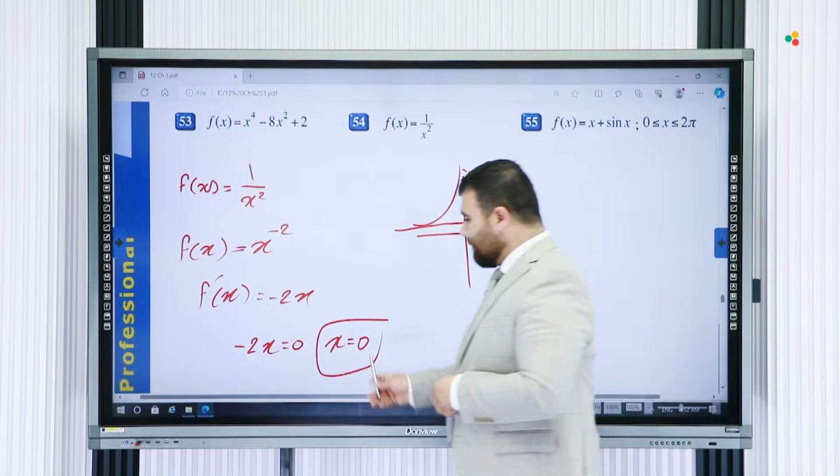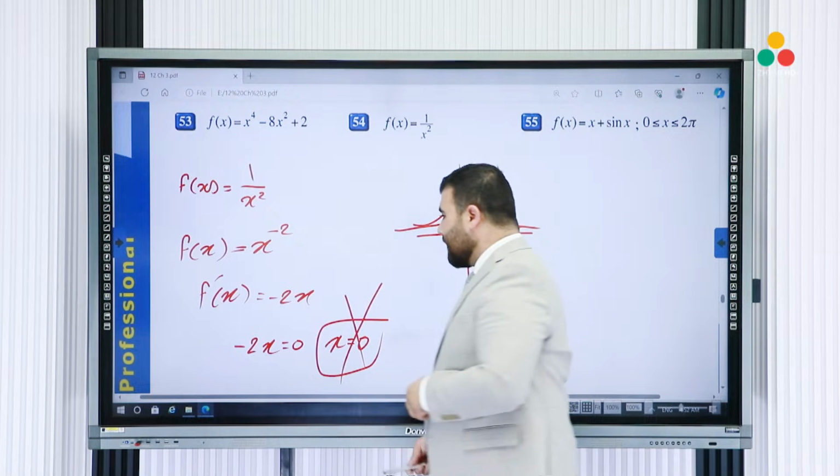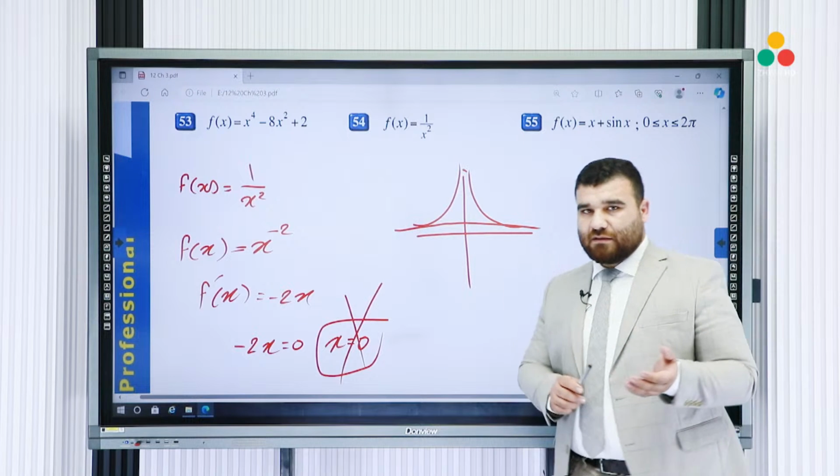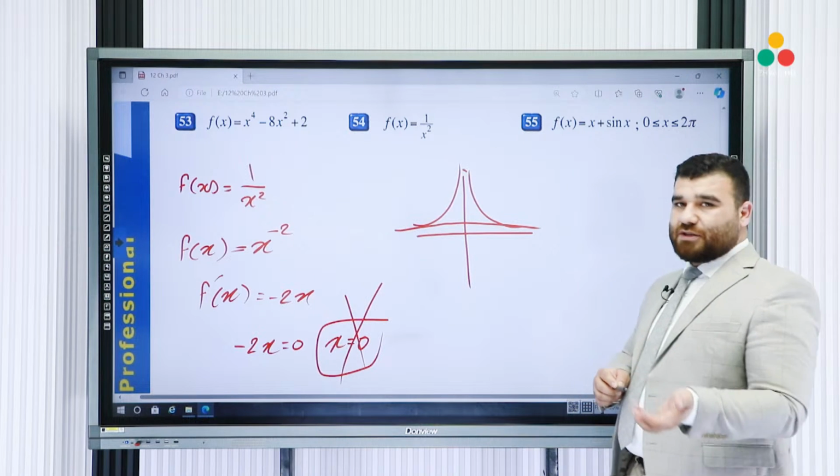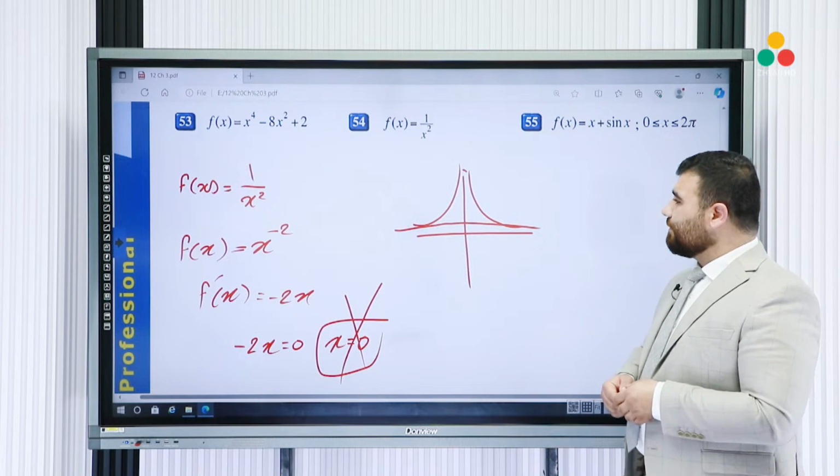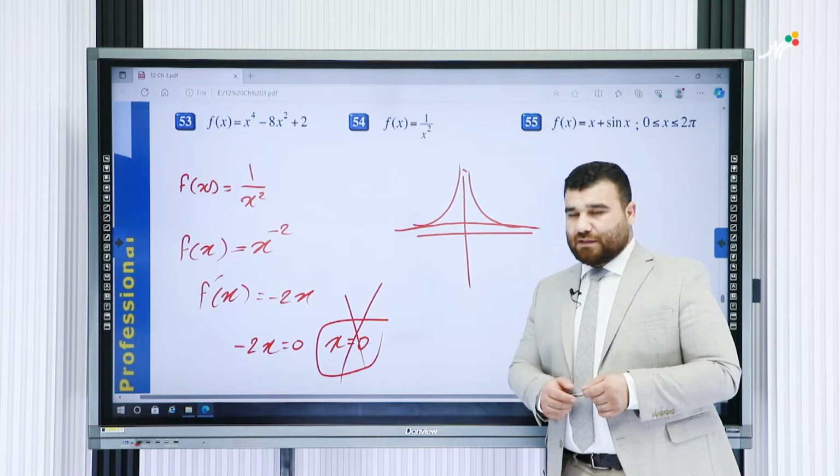And the question, if you remember in the beginning, said: find the points, if any, where the tangent is horizontal. This function doesn't have a horizontal tangent at 0.